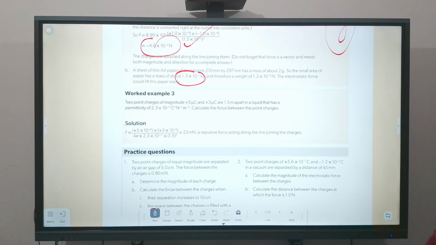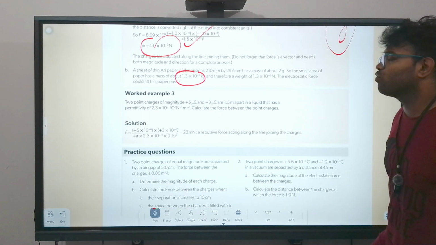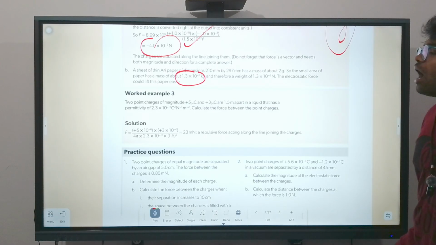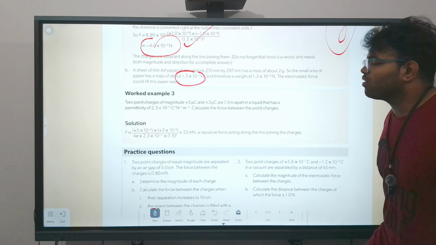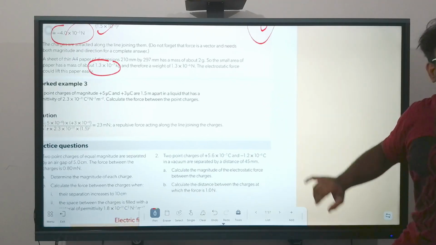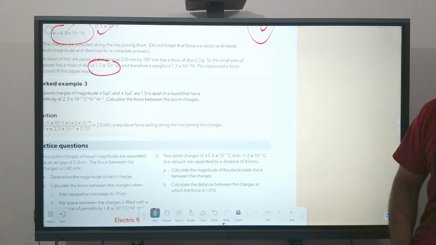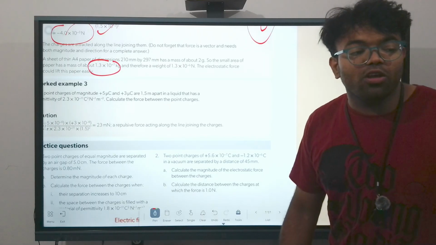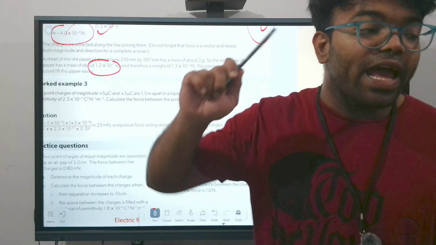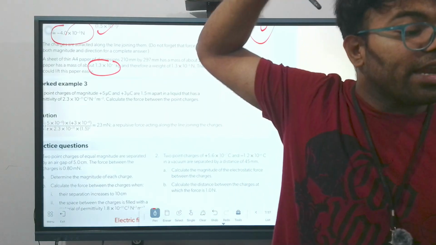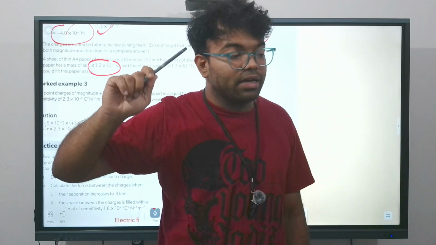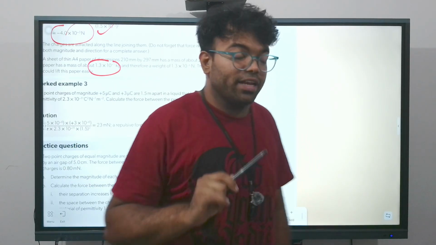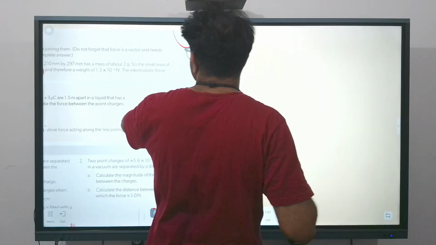Next, 2 point charges of magnitude plus 5 microcoulomb and plus 3 microcoulomb are placed 1.5 meters apart in a liquid that has a permittivity of 2.3 into 10 raised to power minus 11. Calculate the force between the point charges. Now you cannot use 9 into 10 raised to power 9, because that value is only useful in the case of epsilon naught. Here you have to do the whole calculation like this.